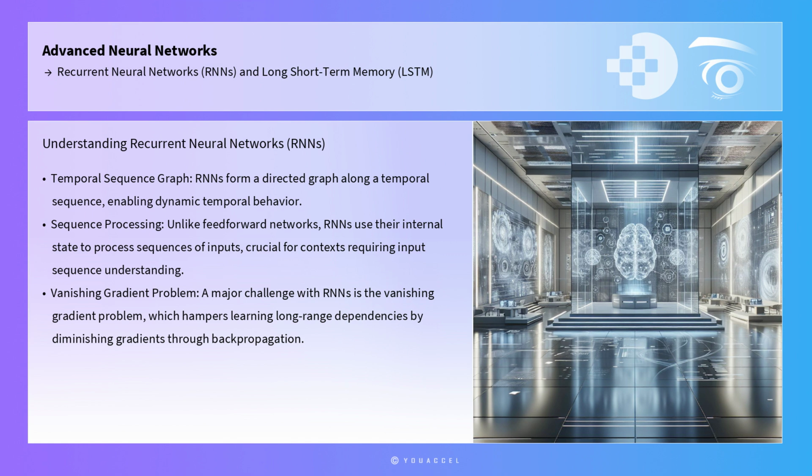However, a major challenge with standard RNNs is the vanishing gradient problem, which hampers their ability to learn long-range dependencies. This issue arises because gradients used in training through backpropagation tend to diminish as they are propagated backwards through time, leading to ineffective learning of dependencies that are distant in the sequence.